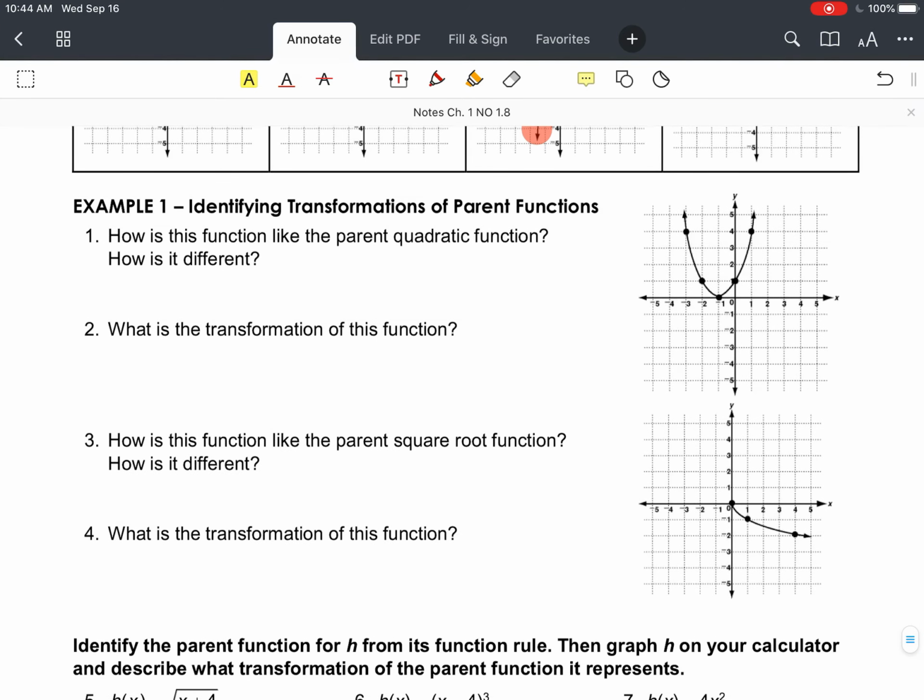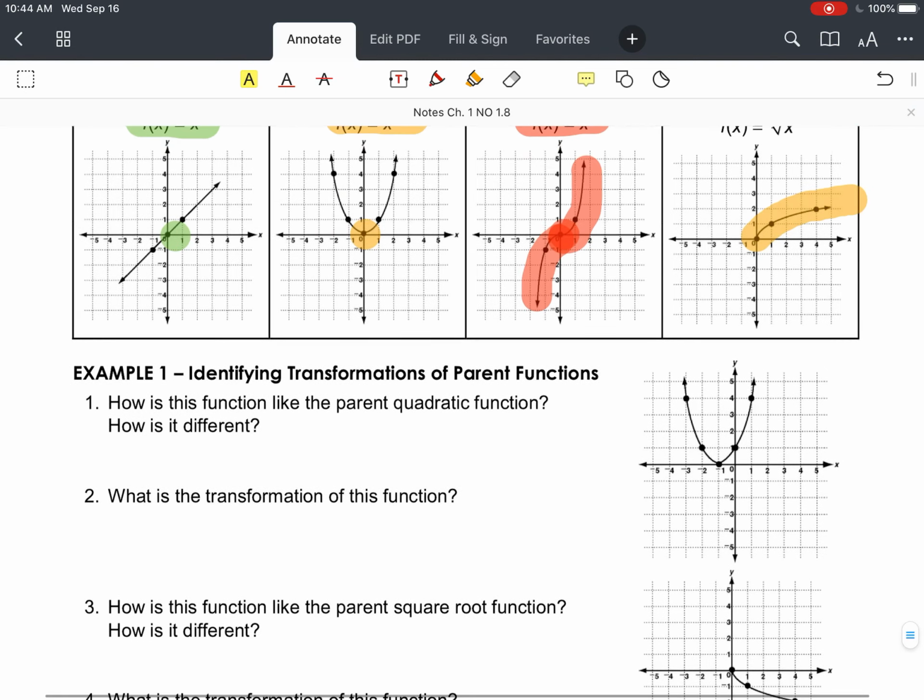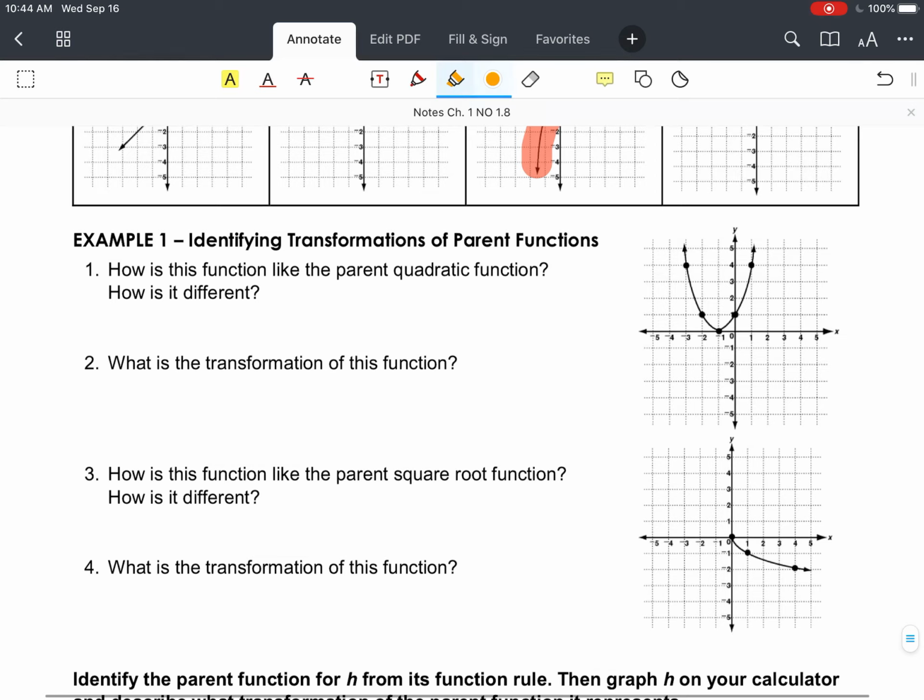So example 1, how is this function like the parent quadratic function? How is it different? So if you look, it's identical to the one above. The only thing that changed is now instead of starting at 0, 0, we're starting at negative 1, 0. So we moved 1 to the left. And that transformation is called a translation. So moving left, right, up, or down is a translation. So we translated left 1.